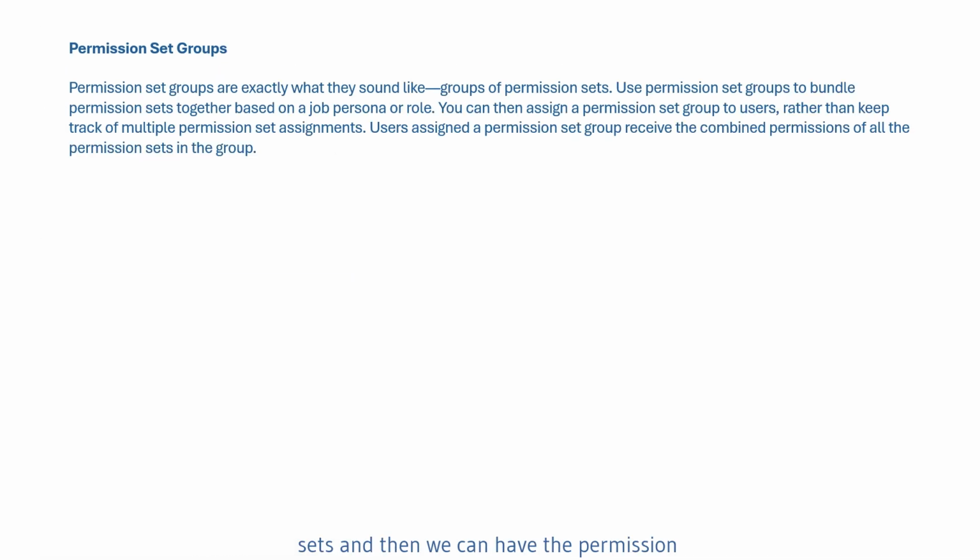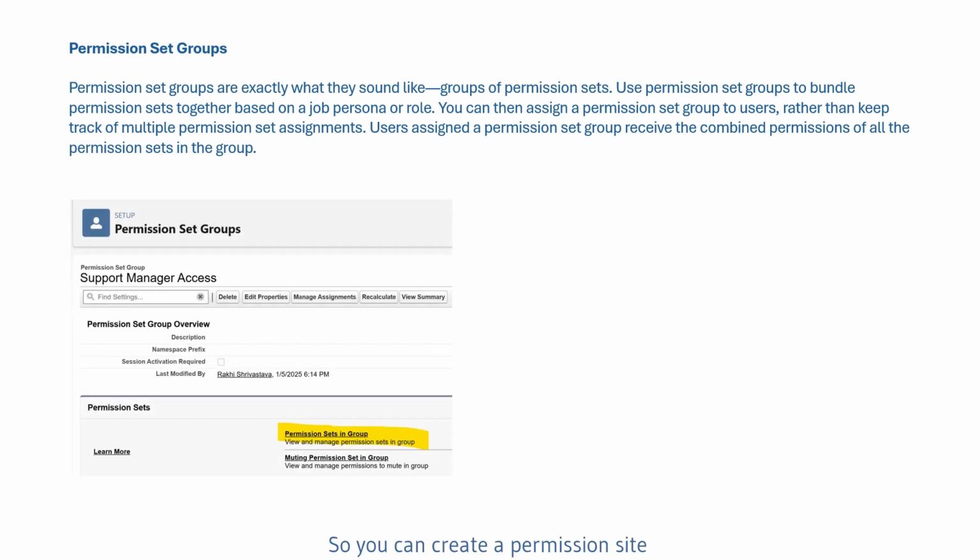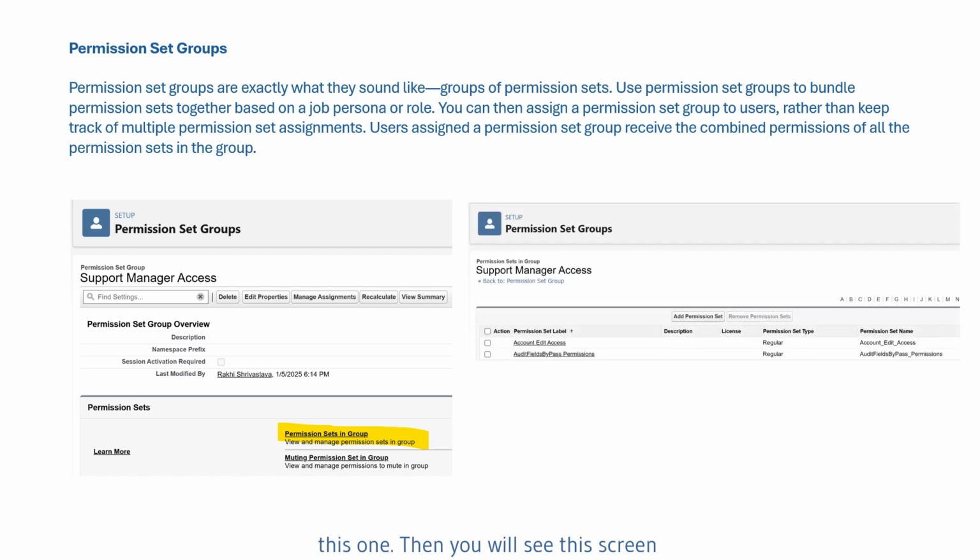Then we can have permission set groups. A permission set group basically provides a way to combine multiple permission sets, and then we can assign that group to particular users. So you can create a permission set group. There you will see the option of permission set groups. You can click on this one, then you will see this screen, and there you can click on add permission set and select the permission sets which you want to add in this group. Like you can see, we have added two permission sets here.